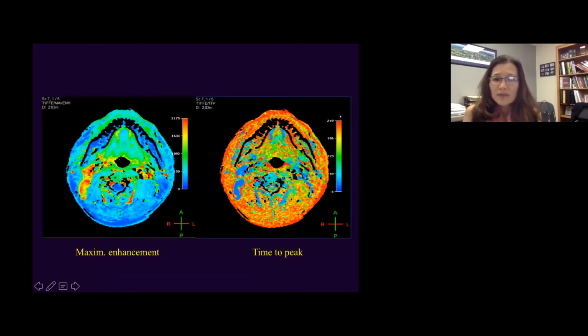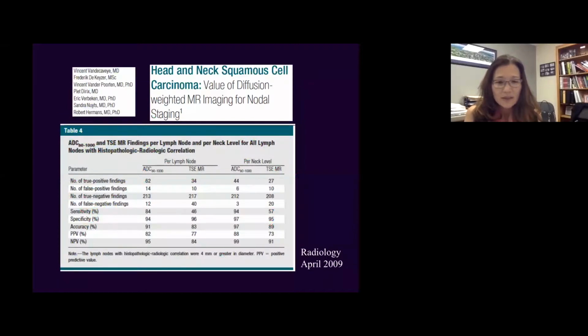Another thing would be diffusion weighted images. Again, this is very heavily used in all oncology imaging. And this is a study summarizing ADC versus standard T2 MRI findings for cervical lymphadenopathy with pathological correlation. You're looking at sensitivity of about 84% and specificity of 94%, which is far better than a coin flip based on size on standard MRI images. So per lymph node, you have a very high sensitivity and specificity.